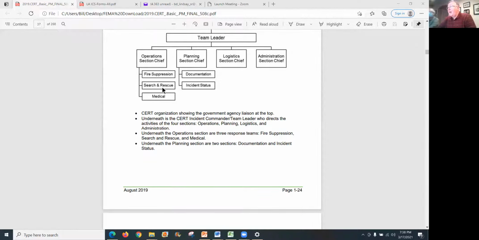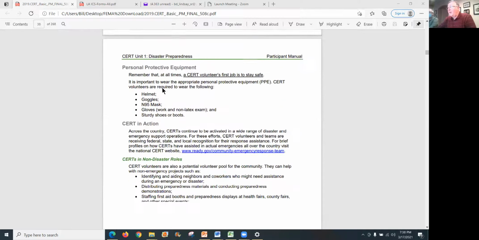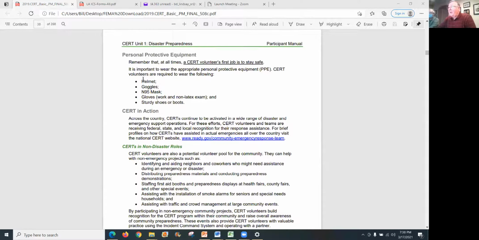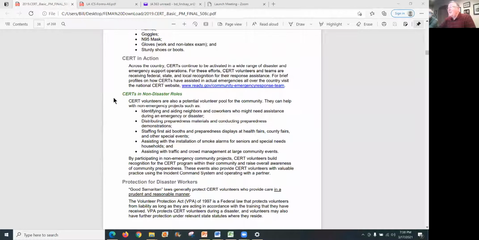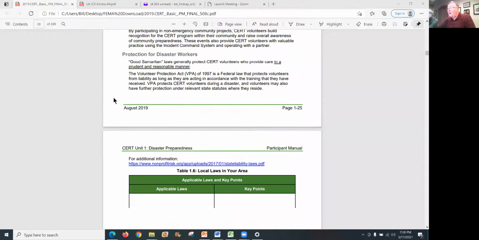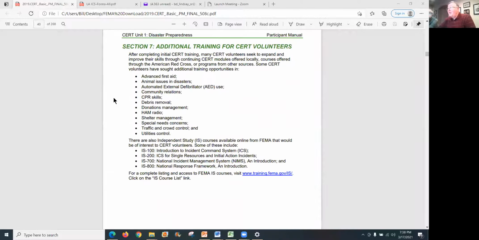If I'm setting it up, I'm going to give you a little bit more down here. Here's where they come up with that question: helmet, goggles, N95 mask, gloves, and sturdy shoes or boots. But they don't mention the vest. But at night, you really want that vest. You want the vest to let everybody know you're in charge. So let's go on down.